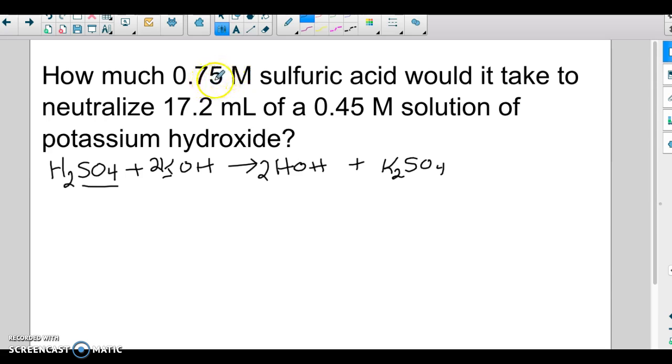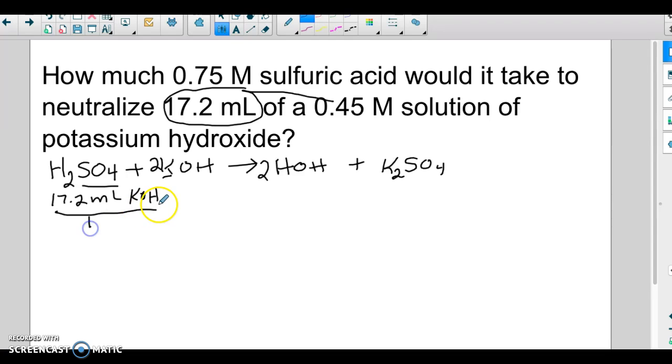but I'm going to say it's asking me how much of this acid I would need to neutralize 17.2 mL of 0.45 molar solution. So whenever you're given three numbers, you always start with volume of the one that you know the molarity of. So I would start with my 17.2 mL of potassium hydroxide.